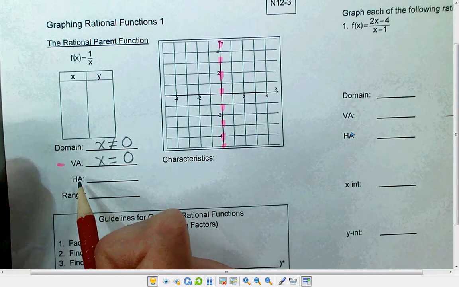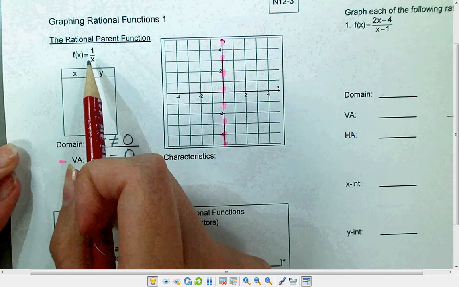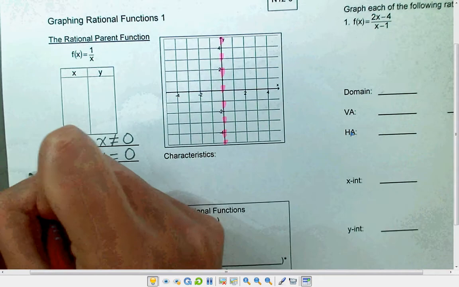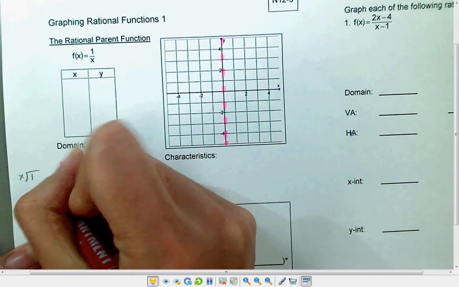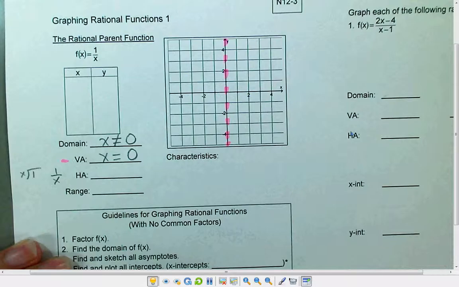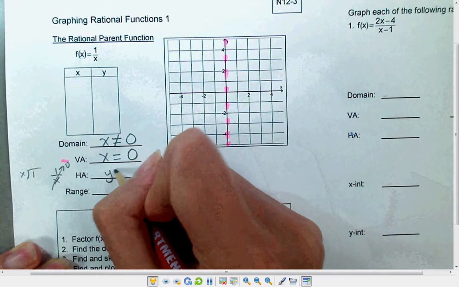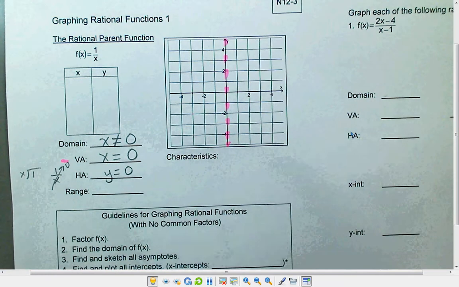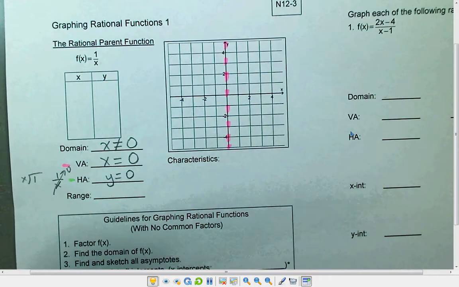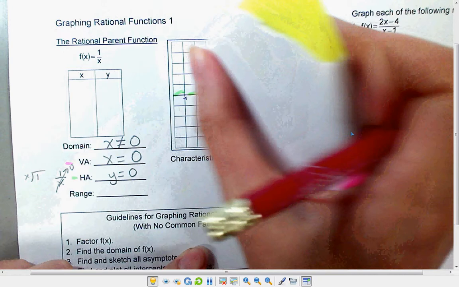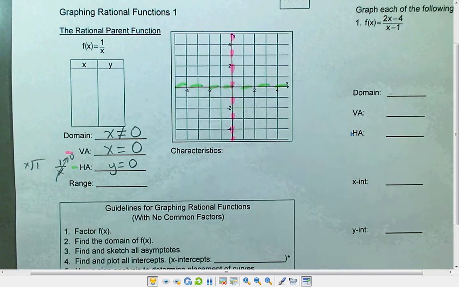To find our horizontal asymptote, we're going to do what we did yesterday. Can we divide this, or is it already in proper form? It's already in proper form, right? We can't do 1 divided by x. It's impossible. Therefore, it's just written as 1 over x, and so the fraction part of it goes to 0, which means our horizontal asymptote is y equals 0. I'm going to draw this one in green. Again, I'm going to draw a dotted line horizontally at y equals 0. So there are my asymptotes.